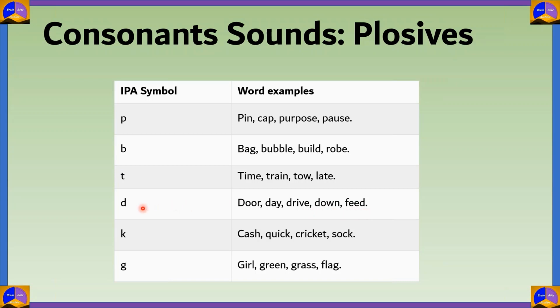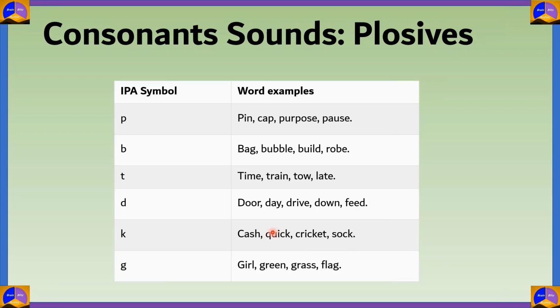use the sound D. The next plosive is an unvoiced sound, and the sound is pronounced like this. K, k, k. Notice that this is represented by a lowercase k, and it is formed when you place your tongue, the middle of your tongue, to the roof of your mouth. Examples for words with the k sound usually have the letter C or K, or a combination of both, such as the words cash, quick, cricket, sock, etc.